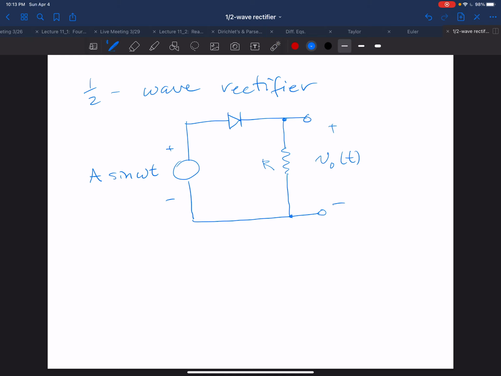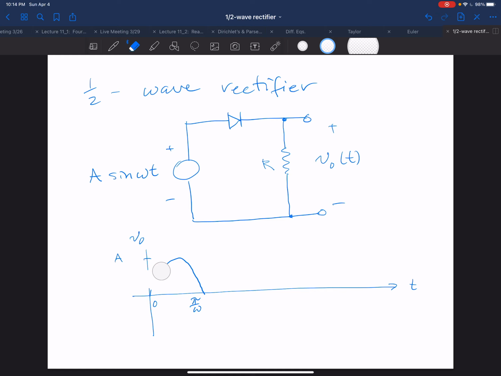So if we feed in this A sine omega t at the input of our rectifier, V out of t, our output voltage, will look something like this. As long as the input voltage is positive, it will essentially pass right through and show up at the output. So for the first half period of our sine, we'll have a positive voltage. We'll have half of a sine wave, if you like. Probably draw that a little better.